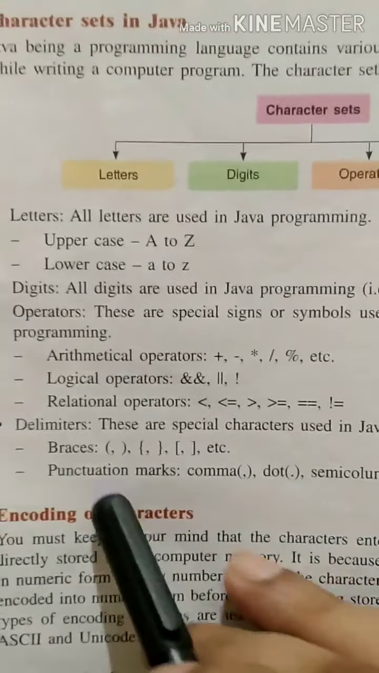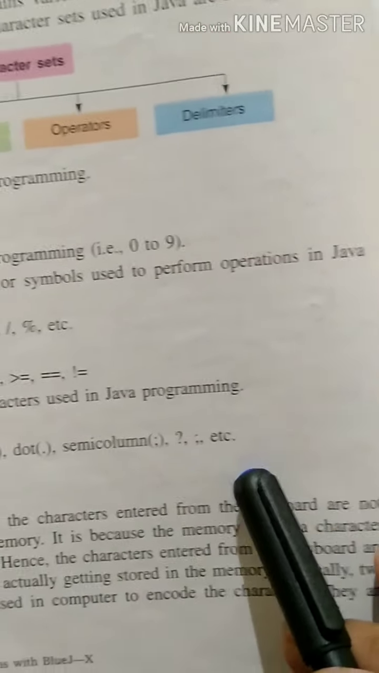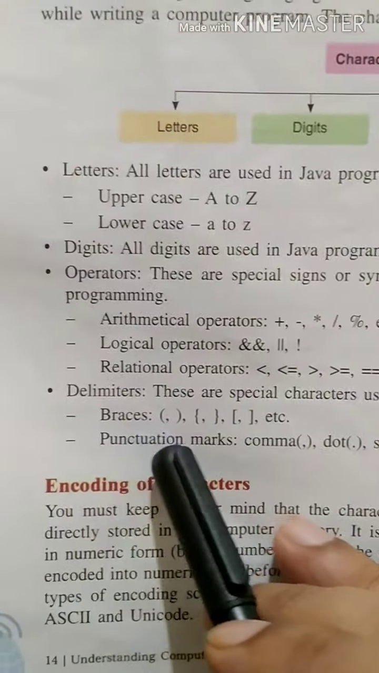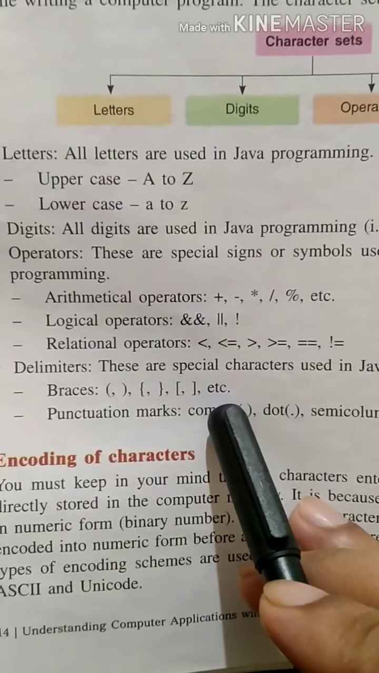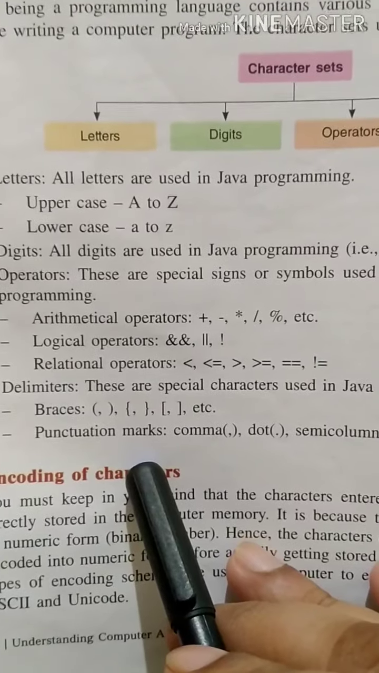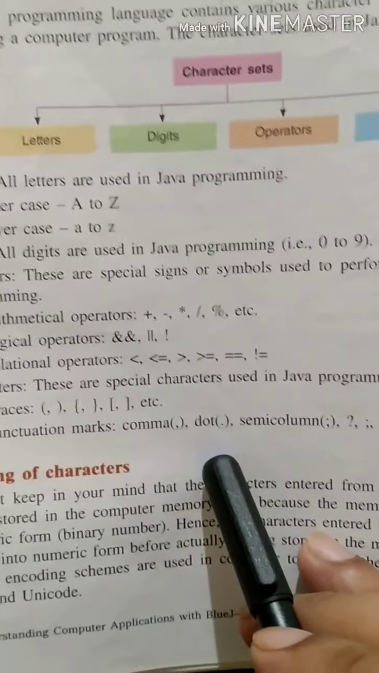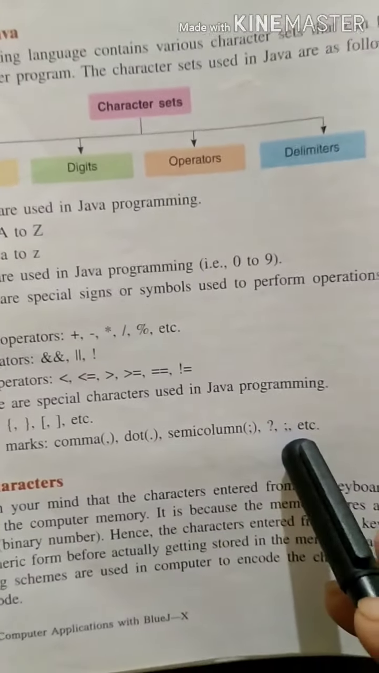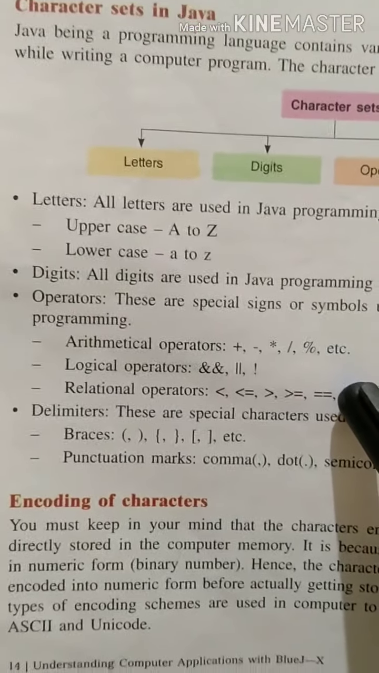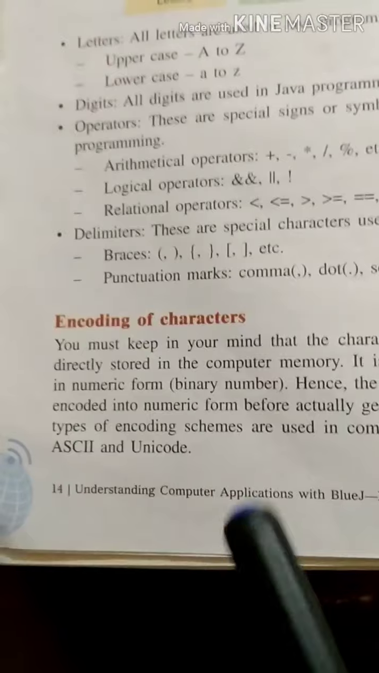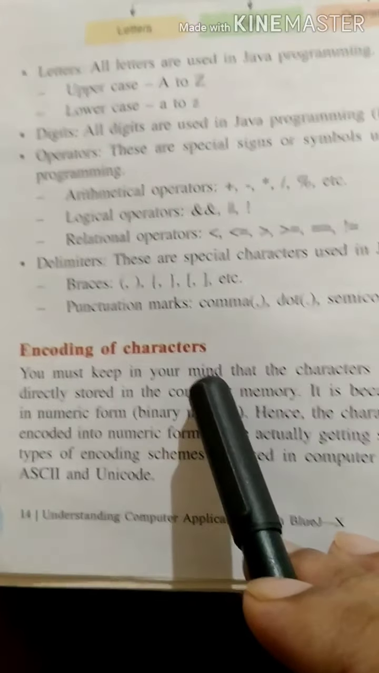Delimiters are like the small bracket, medium bracket and big bracket. Punctuation marks like comma, dot and semicolon. So these are the delimiters.